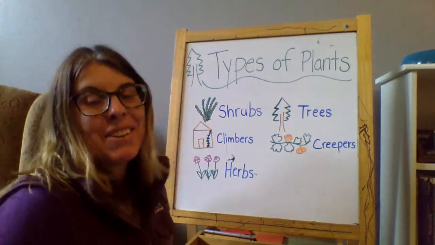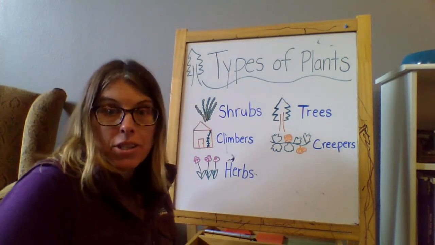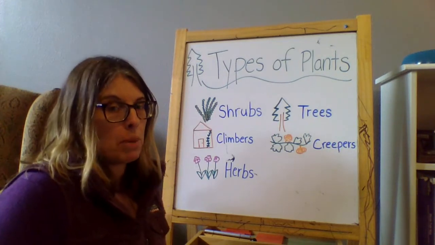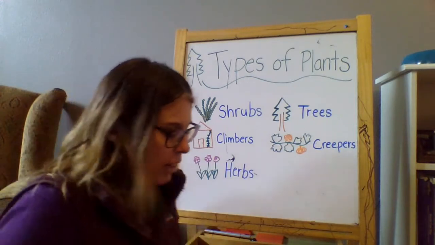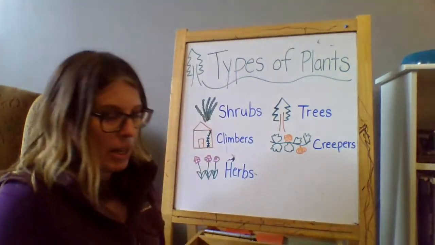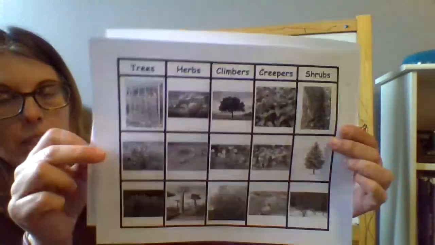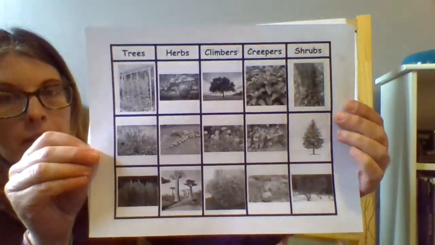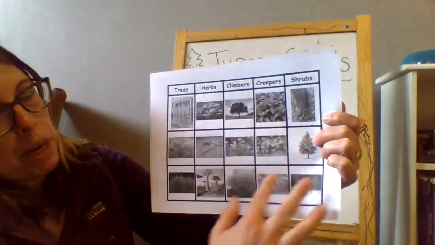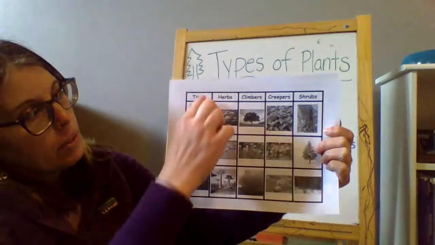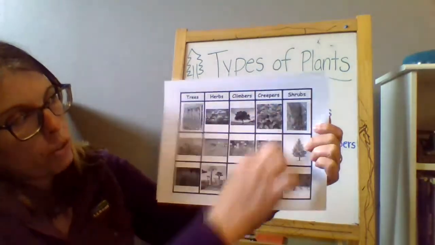Okay, so you'll have an assignment to do today. It is attached to the newsletter, so if you have a printer, you can print it out. If you don't have a printer, I'll give you an option for that too. When you print it out, you can print it in color or not in color. I didn't print mine in color today. So you can see, this is what it'll look like. There'll be one page with pictures, and here are the headings, the names, up here. But these pictures are all mixed up. So these aren't necessarily the trees, herbs, climbers, creepers, or shrubs.